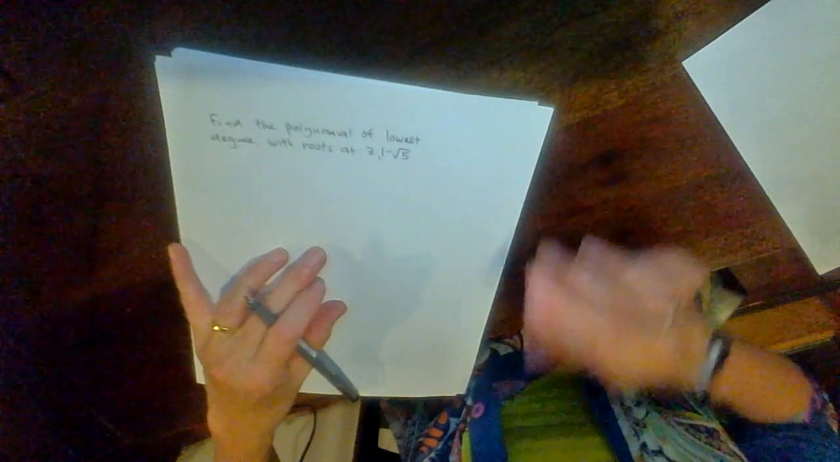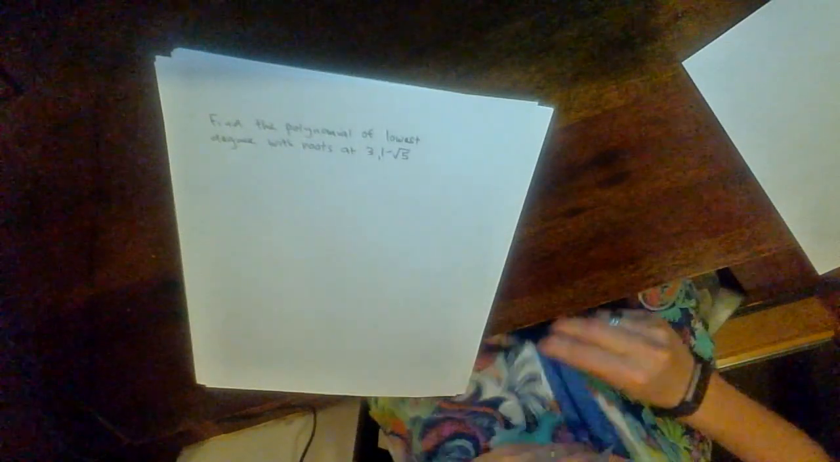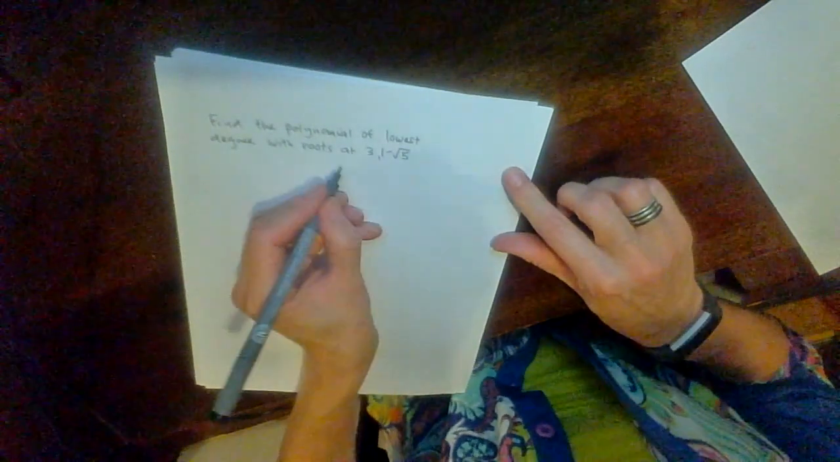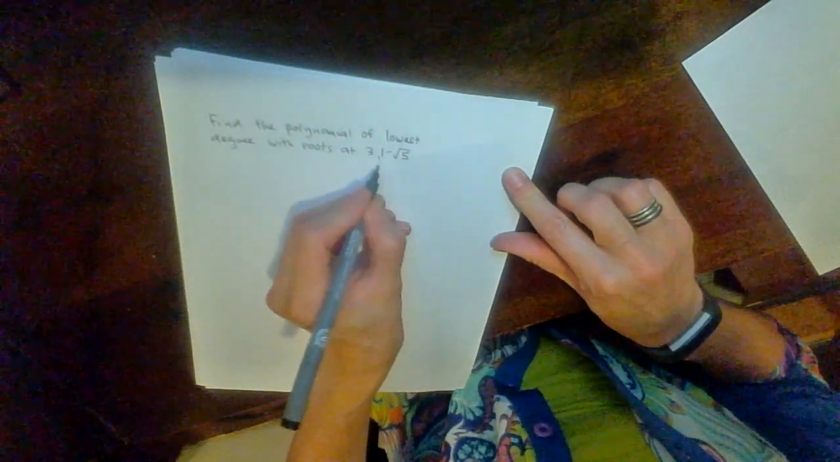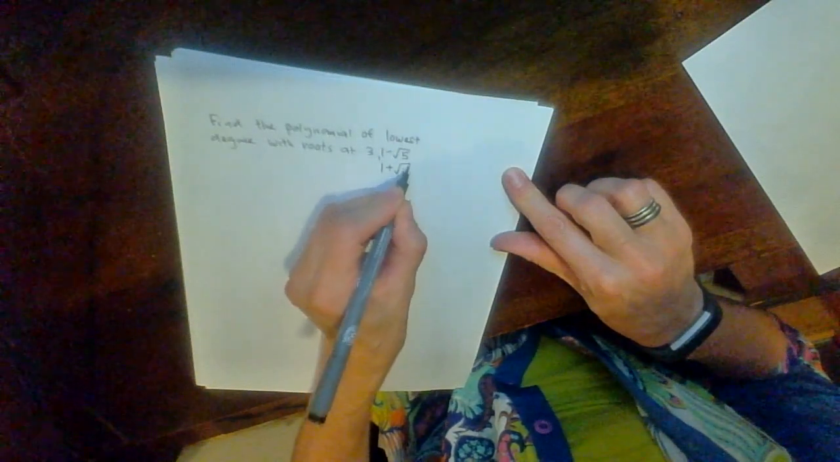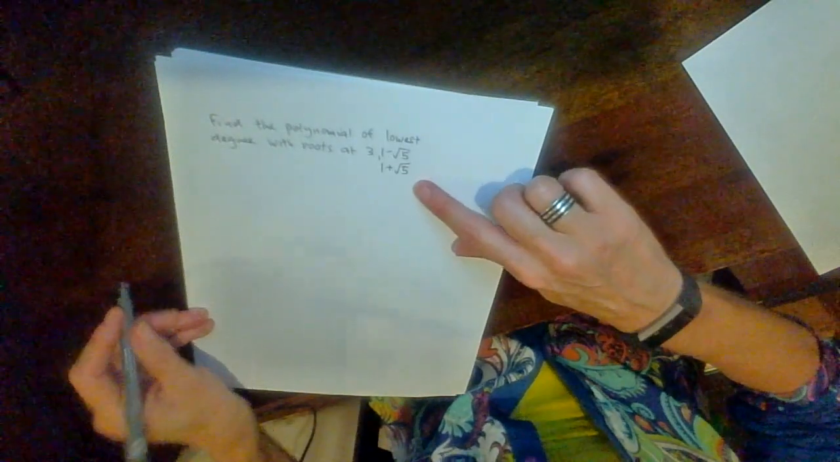Okay, so this question says, find the polynomial of lowest degree with roots at 3 and at 1 minus root 5. So I know that this has to come in a pair, so I know that there's another root at 1 plus root 5. That's the piece that's new.